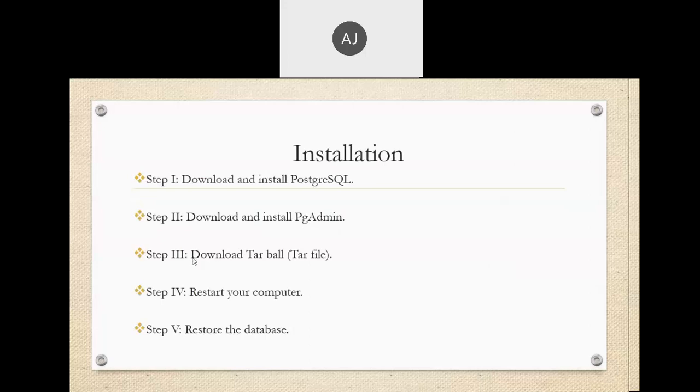So now the third step, we'll download the tarball. Okay, what is a tarball? It's a compressed zip file. Okay, so we'll download that file. I will share that file. I have that file and I will share it by email or in a WhatsApp group. Okay, you just need to download that file.